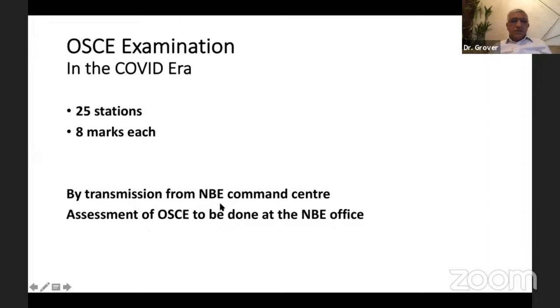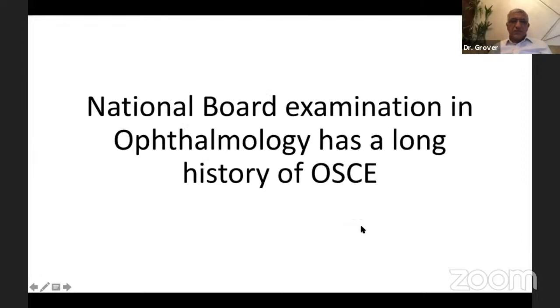So as we said, it will be by transmission from the NB Command Center, and the assessment will be done at the National Board Office. But OSCE are not new to National Board examinations. They were started some 25 years ago, and ophthalmology was the first one to start with OSCE in the National Board.